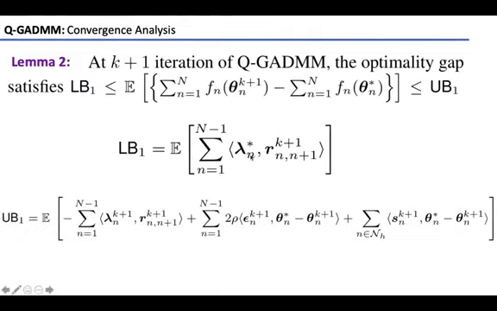Now we are ready to introduce the first lemma. The first lemma imposes upper and lower bounds on the expected value of the optimality gap at iteration k plus 1. And these bounds are functions of the primal residual, the dual residual, and the quantization error.